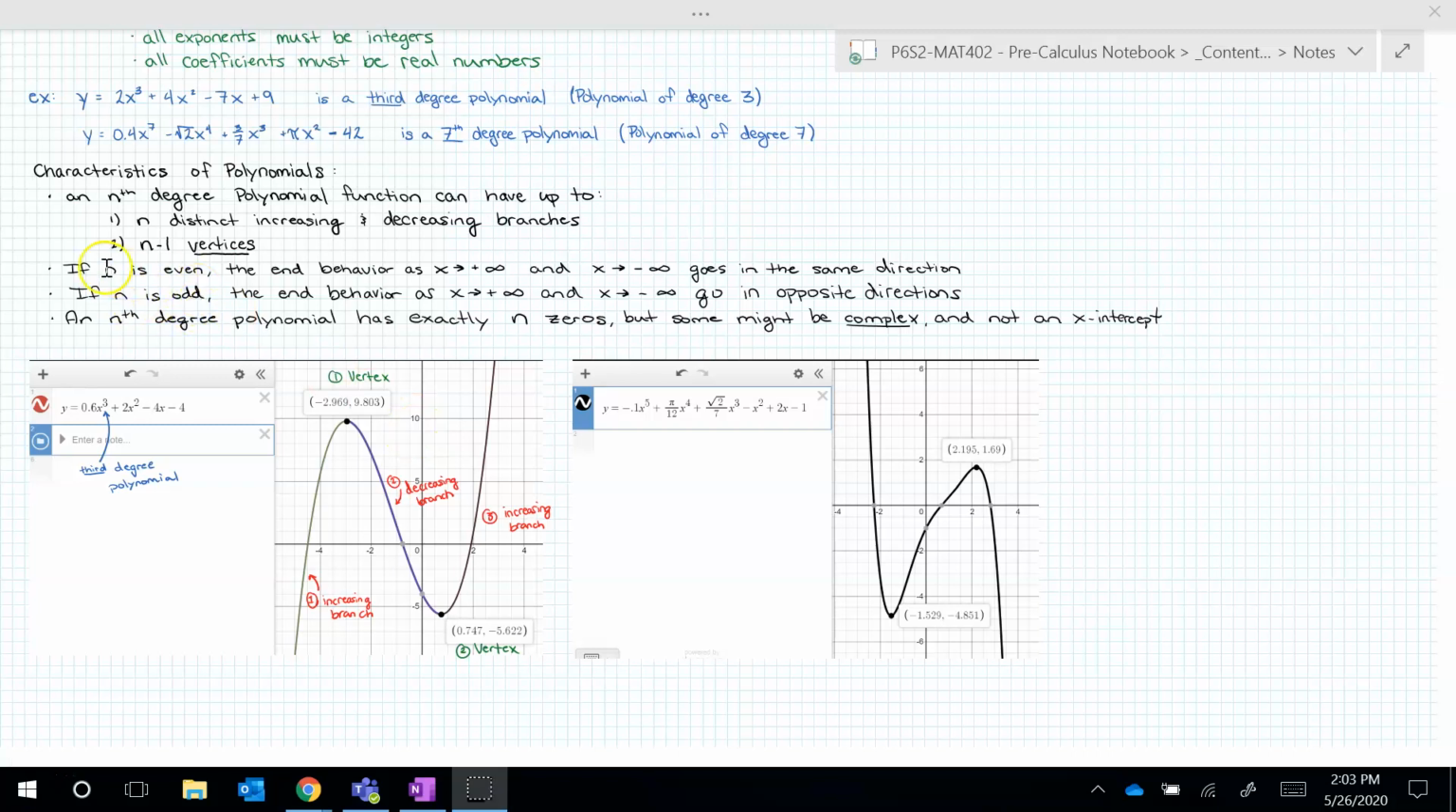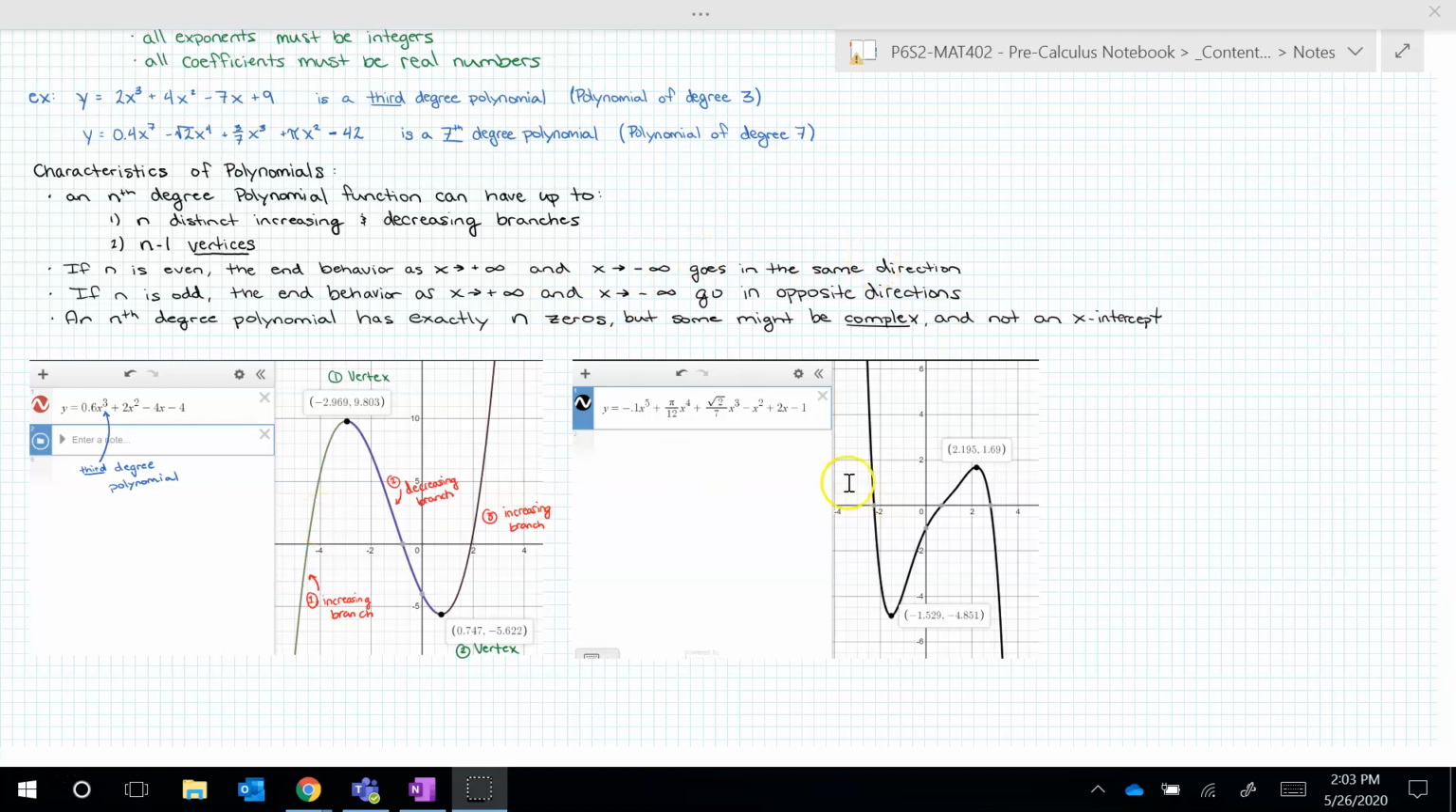A few other pieces that have to do with the degree of that polynomial is the end behavior. And by end behavior, I mean what happens as x goes off to the left or goes off to the right. As x goes to positive infinity off to the right, the x values are getting larger, or off to negative infinity, they keep getting infinitely smaller. If that degree is even, right, the end behavior is going to go in the same direction.